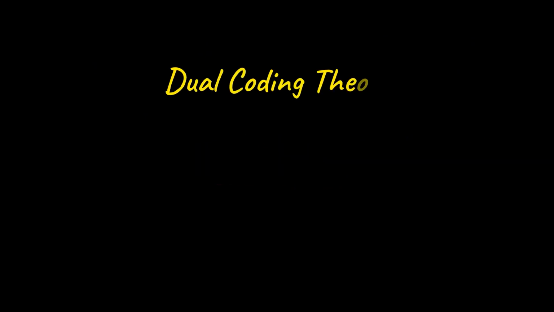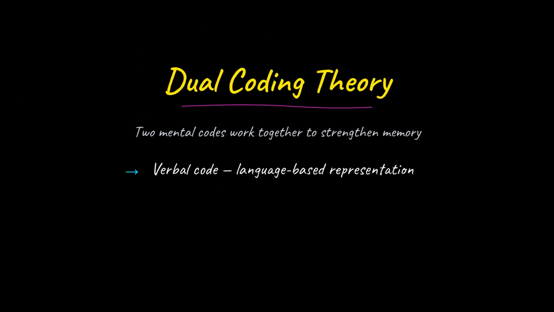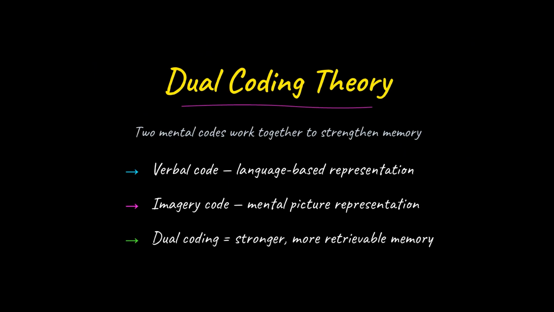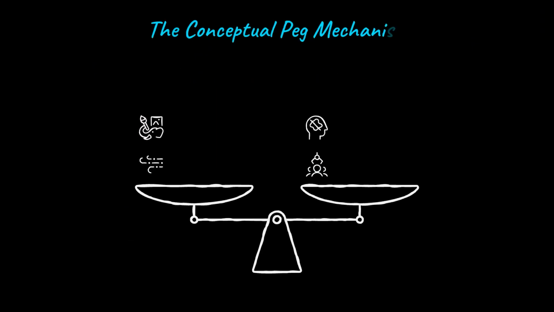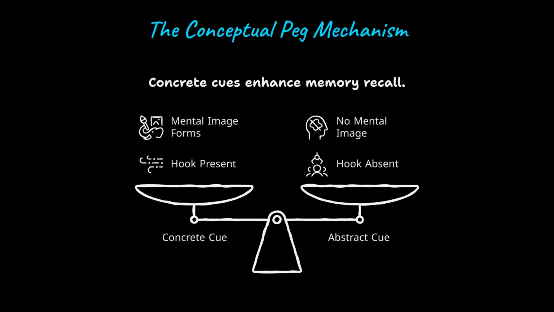The hypothesis sits inside Pavio's dual coding theory, which holds that the brain stores information in two complementary systems. When a word activates both a verbal and an imagery code simultaneously, it becomes far easier to remember than a word represented in only one system. When a concrete cue word like elephant is presented, a vivid mental image forms naturally, and the paired target word gets anchored to that image like an object hung on a peg. When the cue is abstract, like truth, no image materializes, the hook never forms, and the target word has nothing to hold it in memory.